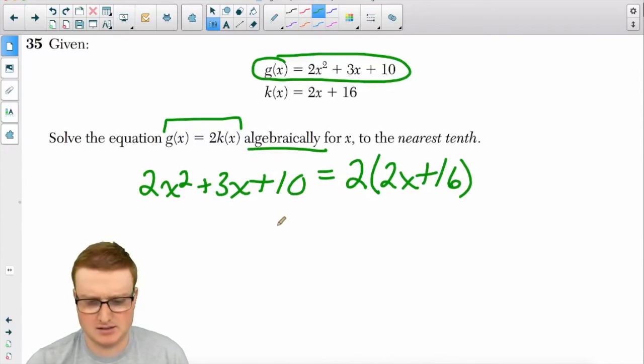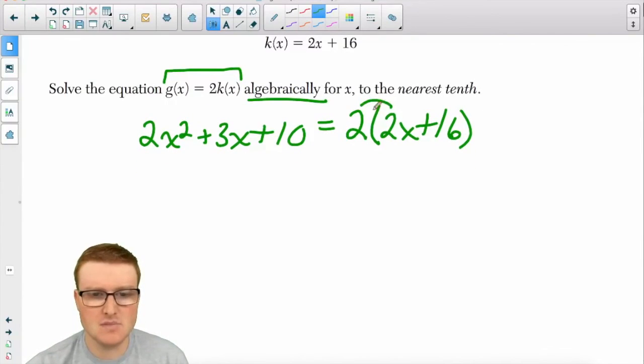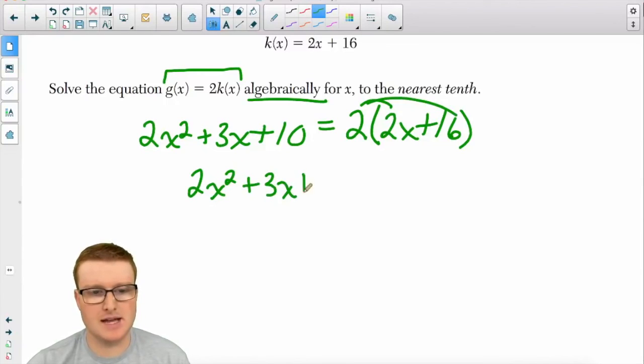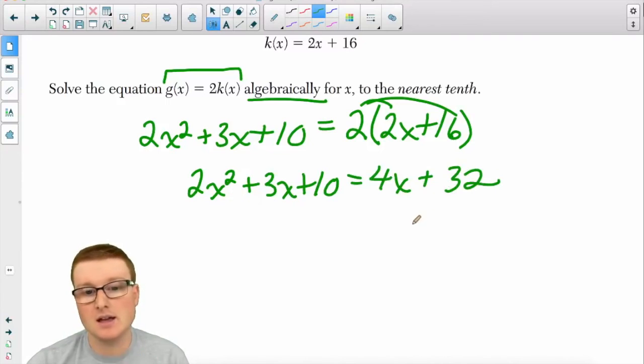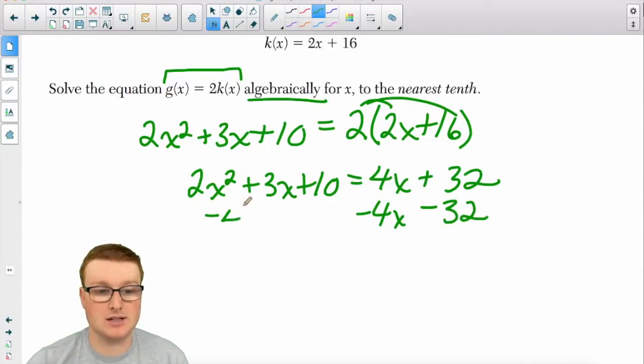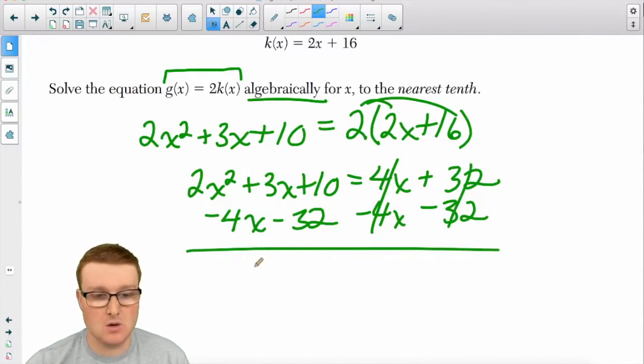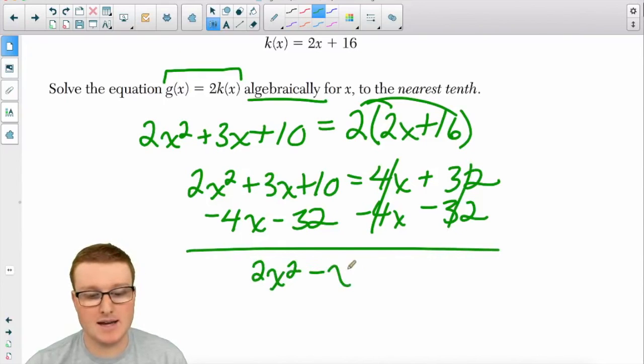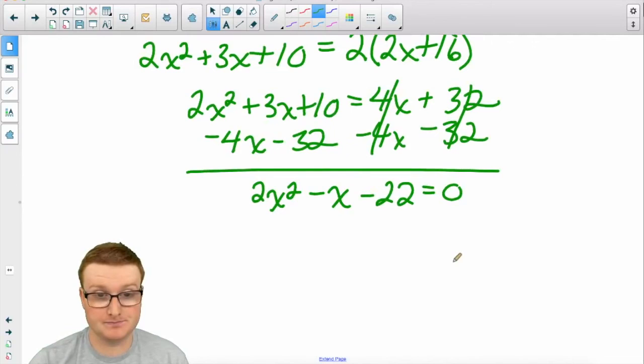Now we're just going to solve for x. Not too bad. Distribute the 2. We get 2x squared plus 3x plus 10 is equal to 4x plus 32. Okay. We're going to subtract the 4x and subtract the 32. Those cancel. We get 2x squared minus x minus 22. Set that equal to the number 0.